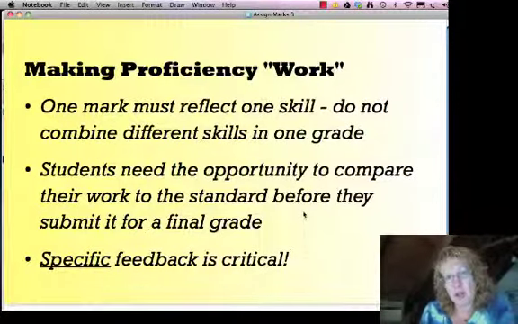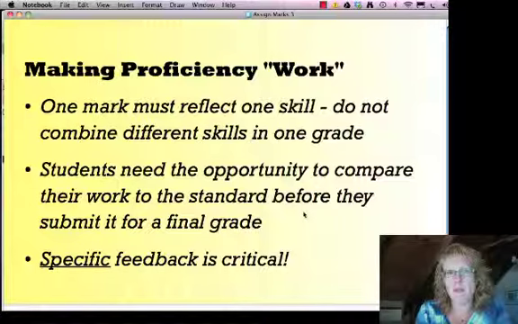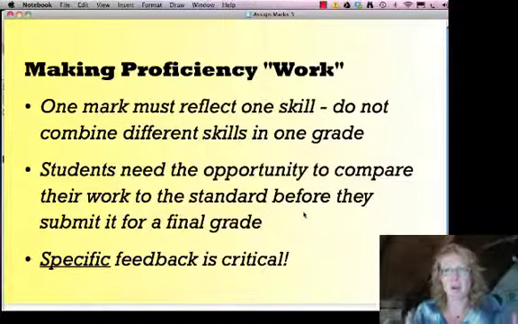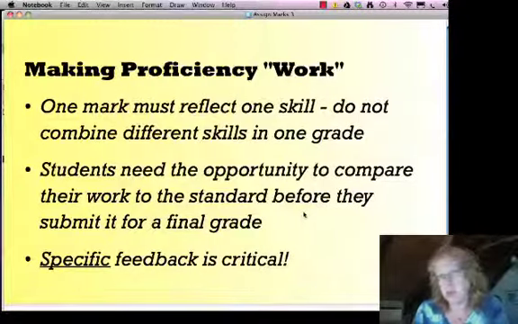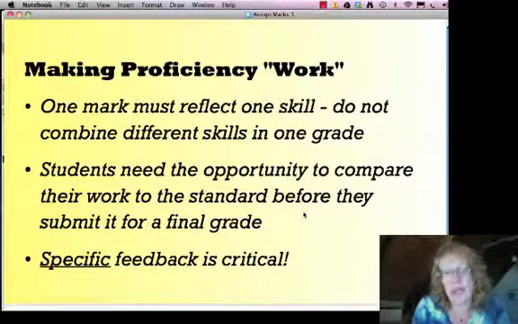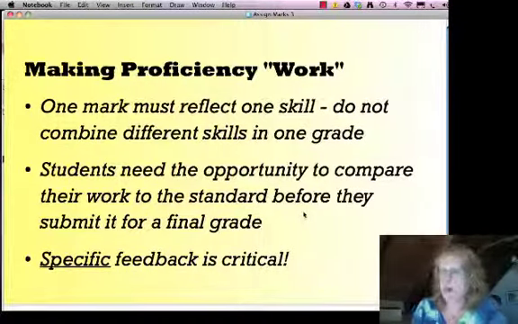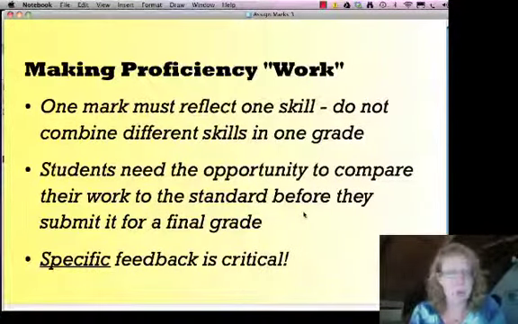This is what I was saying earlier. Make sure that when you're scoring kids, the one mark that you give only represents one skill, that you're not having one mark that's an overall. I know I was guilty of this. A kid would turn in a lab paper and you'd have to put a 90 on it. But part of that was about the writing, part of it was about the scientific method, part of it was about their graphs. It was really hard to pull all that stuff together.